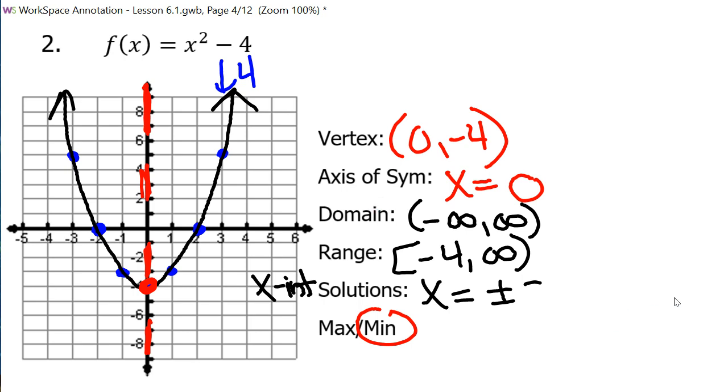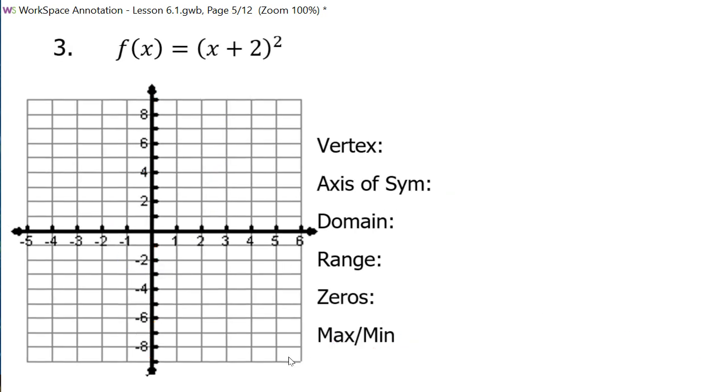Next one, number 3. What is the plus 2? We don't have to double distribute here. All we have to do is look at the equation. So what does the plus 2 on the inside make it do? Left 2. So from the origin, move it left 2.